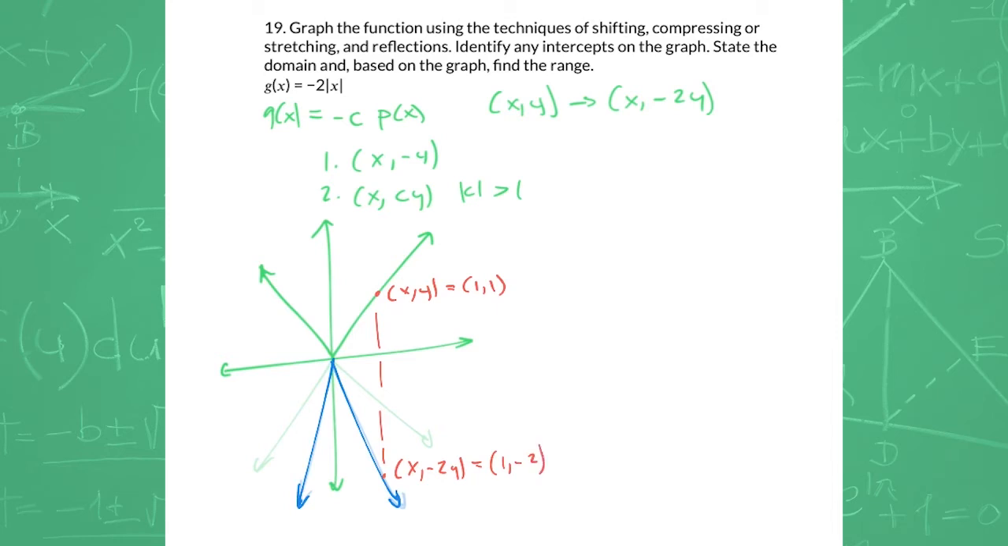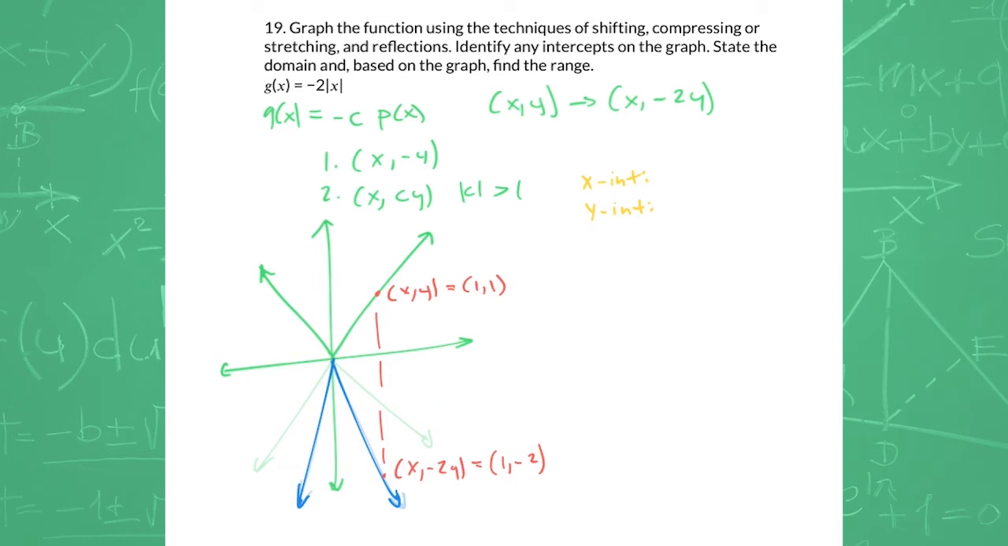So now that we have our graph, let's go ahead and identify any intercepts. So we know there's two types of intercepts. There's an x-intercept and there's a y-intercept. And an x-intercept is where the graph crosses or touches the x-axis. And a y-intercept is where the graph crosses or touches the y-axis.